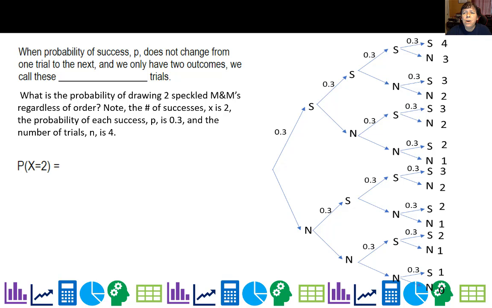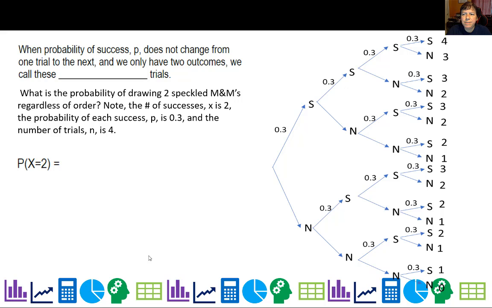So when the probability of success, p, does not change from one trial to the next, and we only have 2 outcomes, we call these Bernoulli trials. In this case, p was the probability of getting a speckled M&M, and we only have 2 outcomes: either we're getting a speckled M&M or we're not getting a speckled M&M. We call these Bernoulli trials.